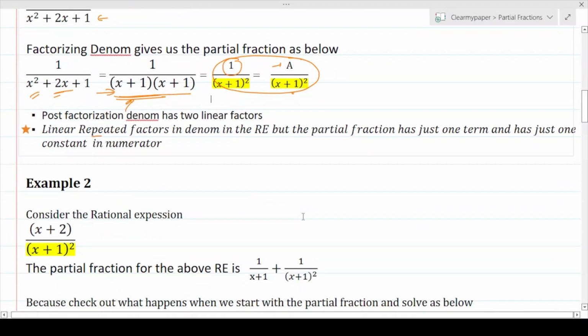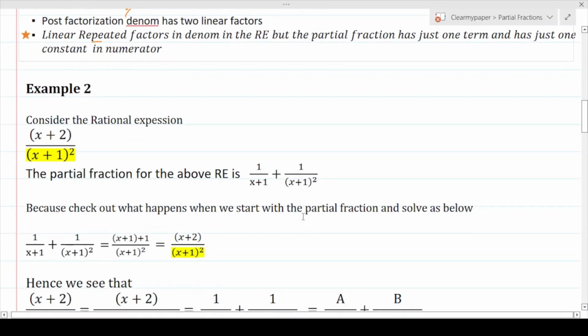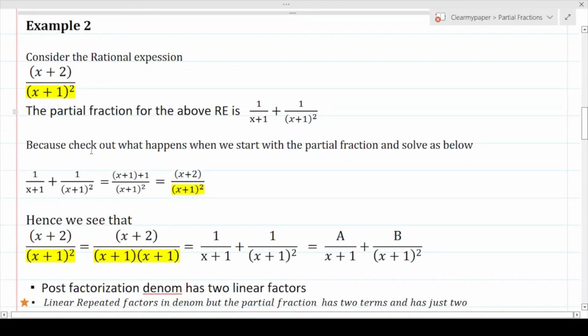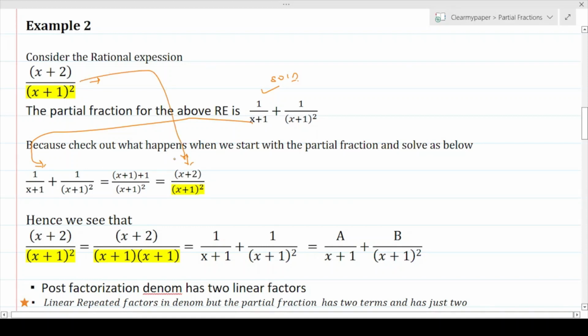And in example 2, let's say you have been given this rational expression. Let me just scroll the screen up. The answer for this, if you decompose it into partial fractions, is going to be a solution where you have two terms, and the reason is very simple. If I start from here and simplify that, take the common denominator, and do a cross multiplication, I get this rational expression. So I get that.